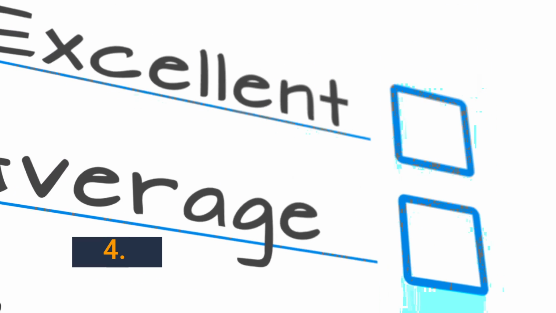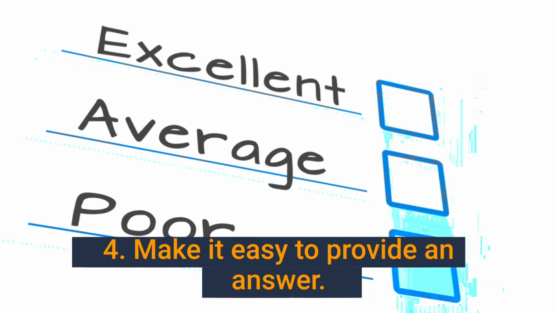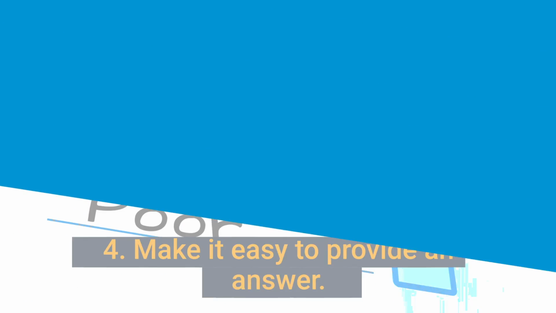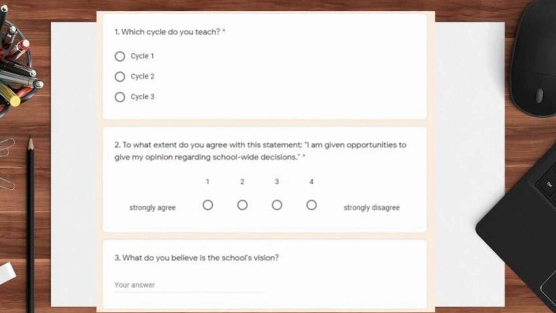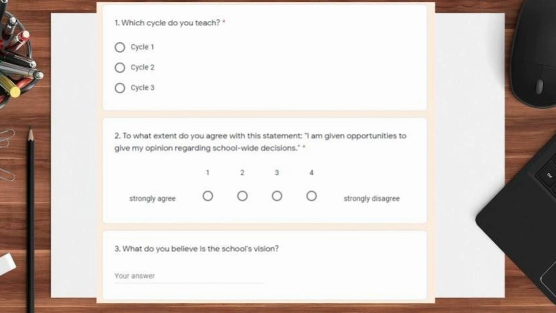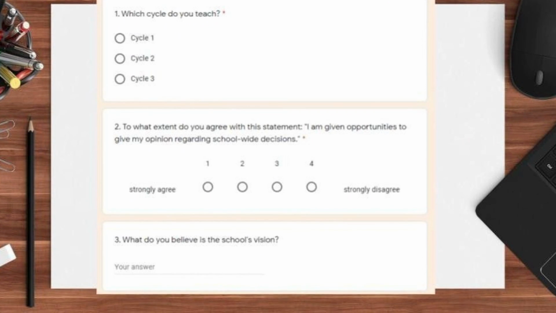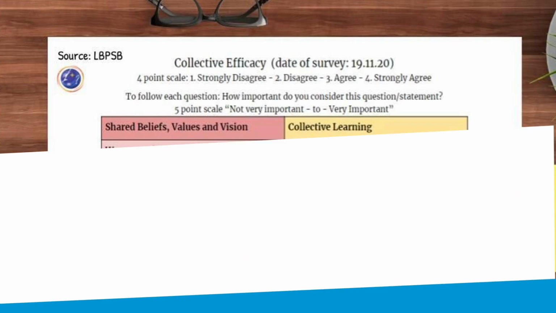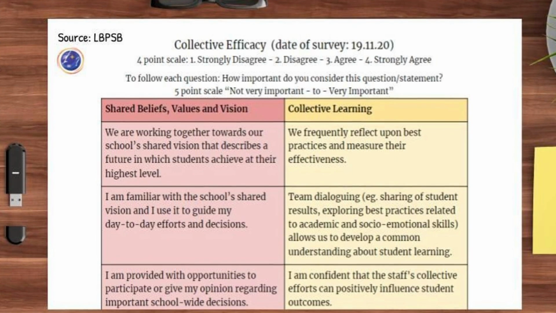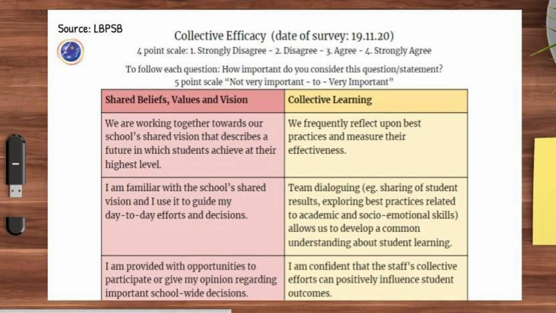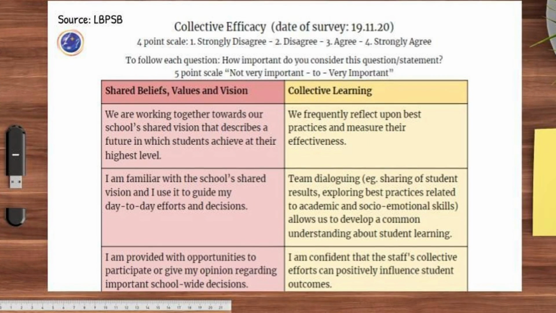Four, make it as easy as possible to provide an answer. You can design closed-ended questions with a carefully designed menu of choices for responding, or open-ended questions to get more specific feedback. Another option is to use a scale, which gives you specific feedback on a topic while maintaining a quantitative, closed-ended response.